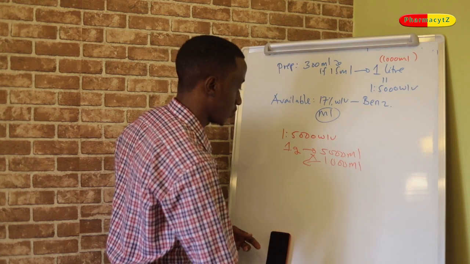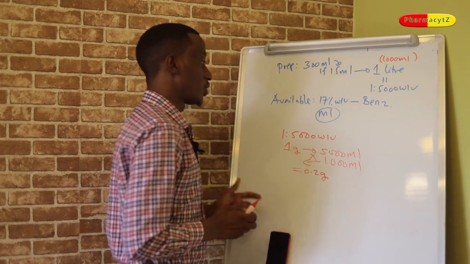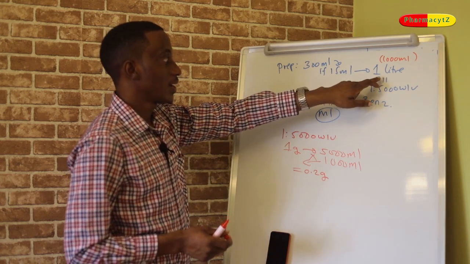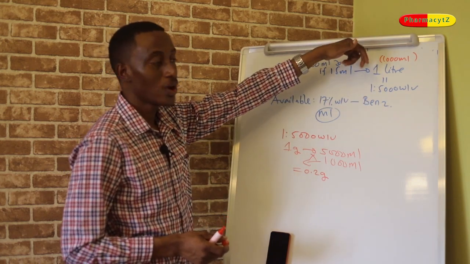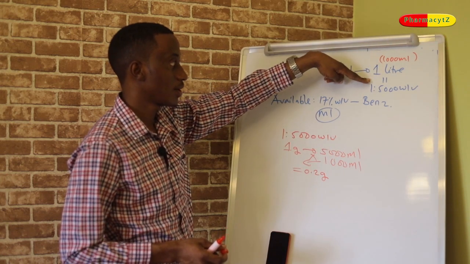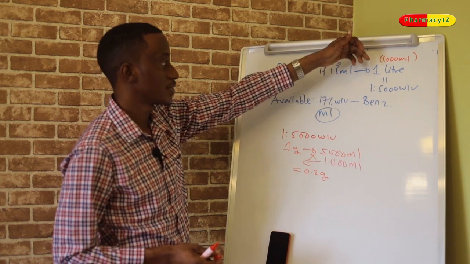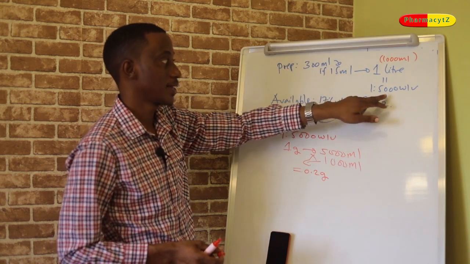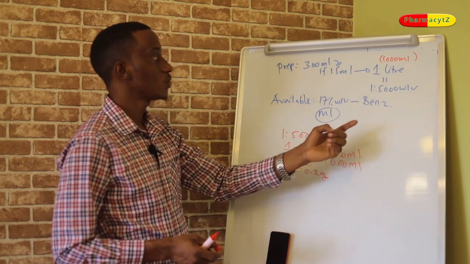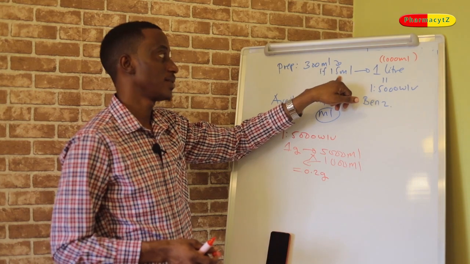This is 0.2. Then this is 0.2 grams. So meaning that when 1 liter was obtained, in 1 liter there was 0.2 grams of benzalkonium chloride. Because 0.2 grams of benzalkonium chloride in 1 liter makes this proportion here. But we also need to know what was in 15 mils.